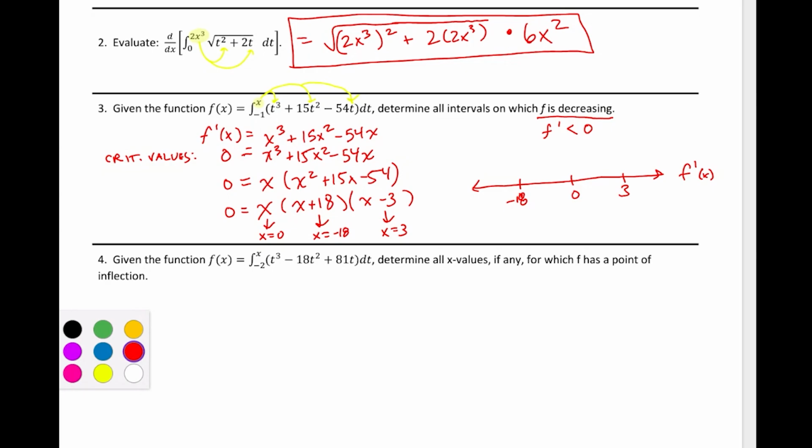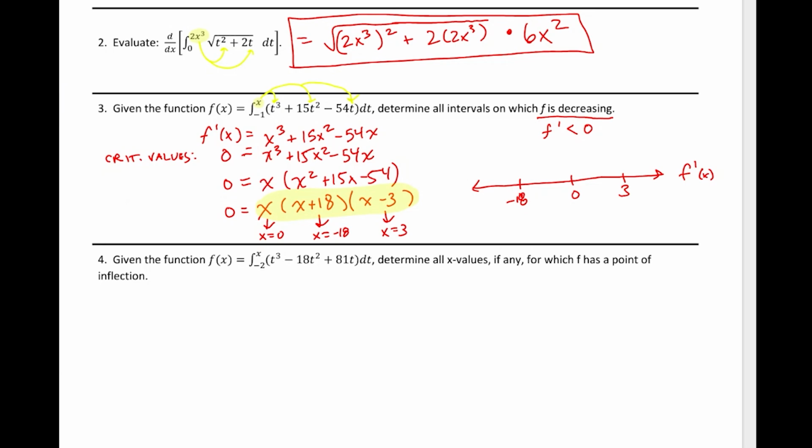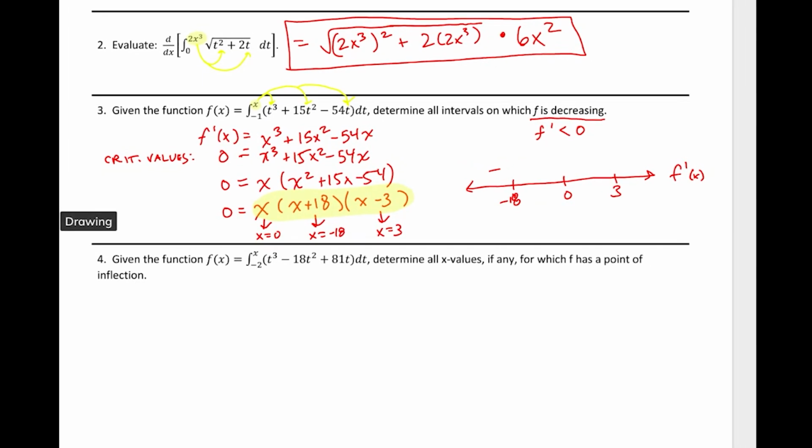So what I'm going to do is plug in a representative from each interval into the factored form of the equation, just because testing it without a calculator is going to be a lot easier with the factored form. Let's start with a number like negative 20. If I substitute in negative 20 into x, I'm going to have a negative times a negative times a negative, which is negative. So that means that f prime is negative from negative infinity to negative 18.